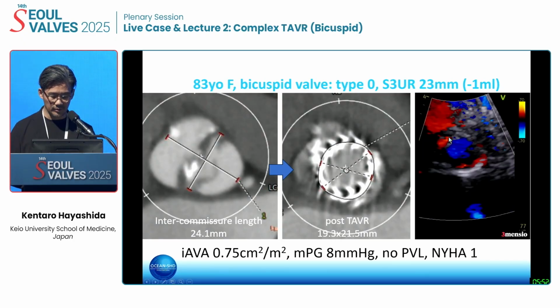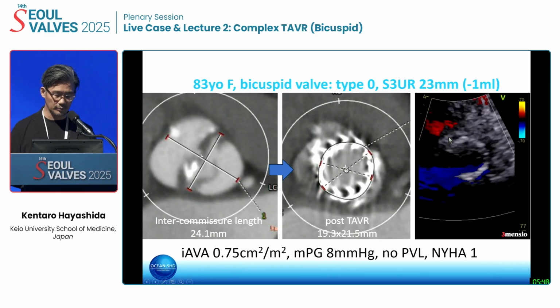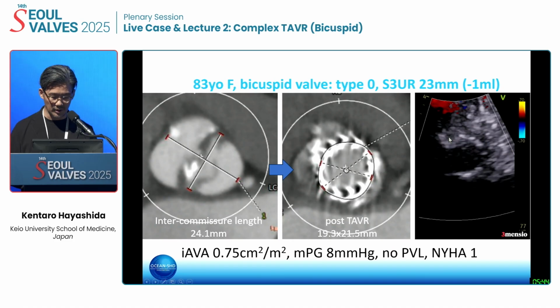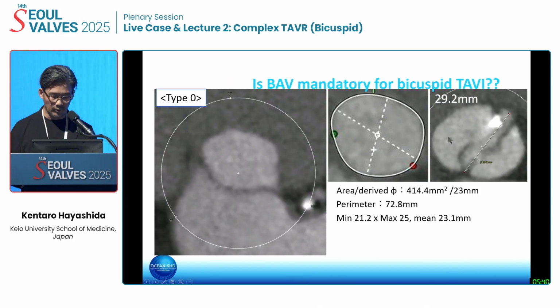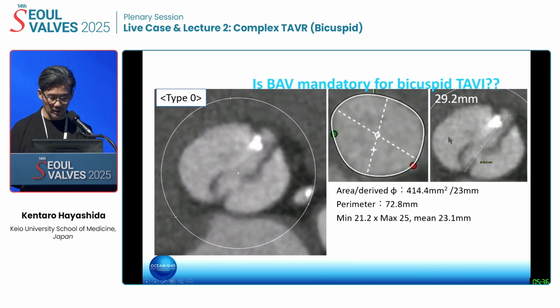And the post-procedure CT is like this. This demonstrates a very circular shape of the stent and no PVL at all, even though the patient has a type 0 bicuspid valve. And one question is: is balloon dilatation mandatory for bicuspid TAVI?